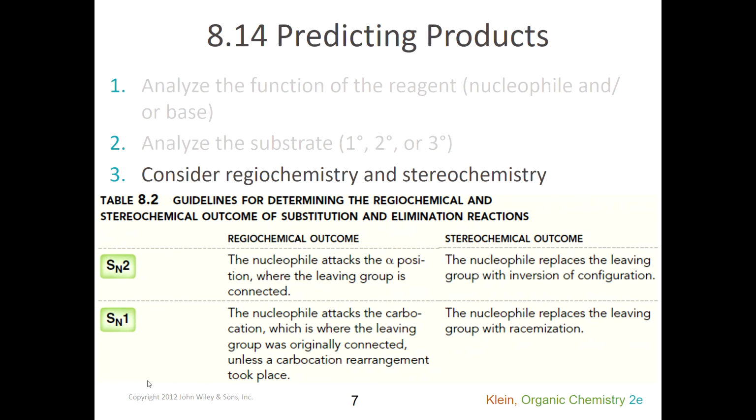And then, obviously, depending on the mechanism we talked about, there are different regiochemical and stereochemical outcomes. So once you determine if your reactant is a nucleophile or a base, and whether the substrate is primary, secondary, or tertiary, all those factors are determined. Those two things are the main things that determine whether you're dealing with an SN2, SN1, E2, or E1. Once you determine the mechanism, make sure you understand the regio and stereochemical outcomes of the mechanism. So this is just a summary of what we talked about in Chapter 7 and in Chapter 8.